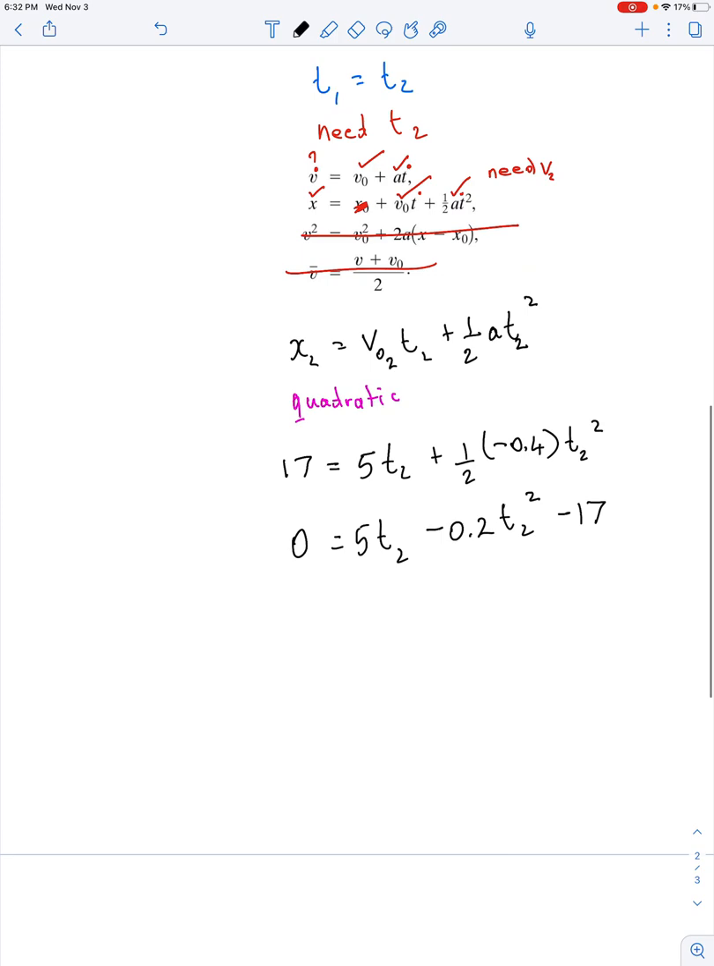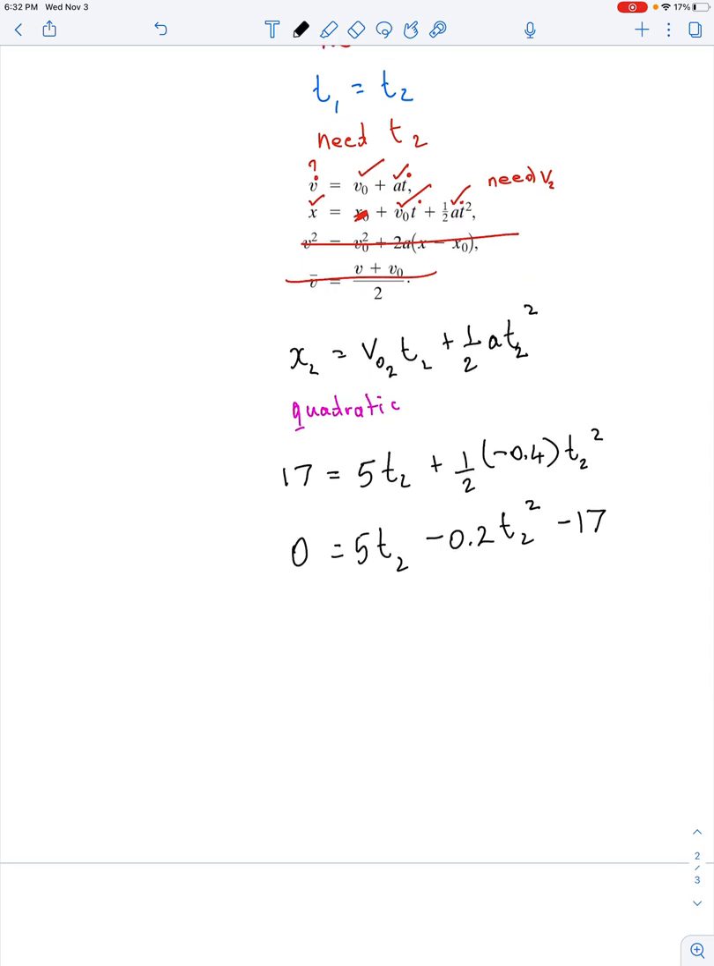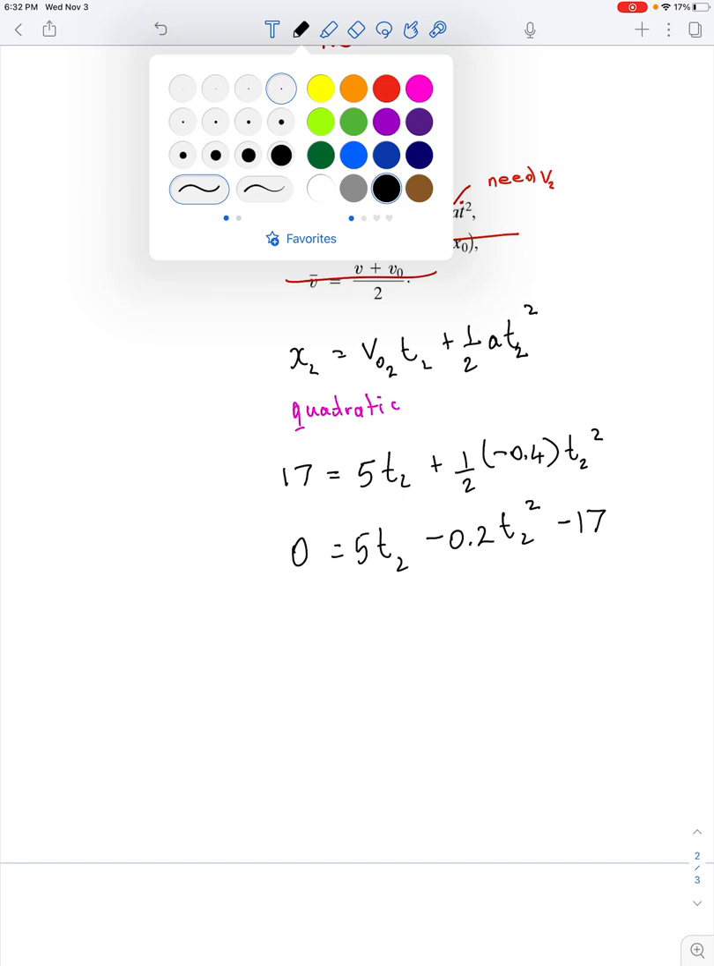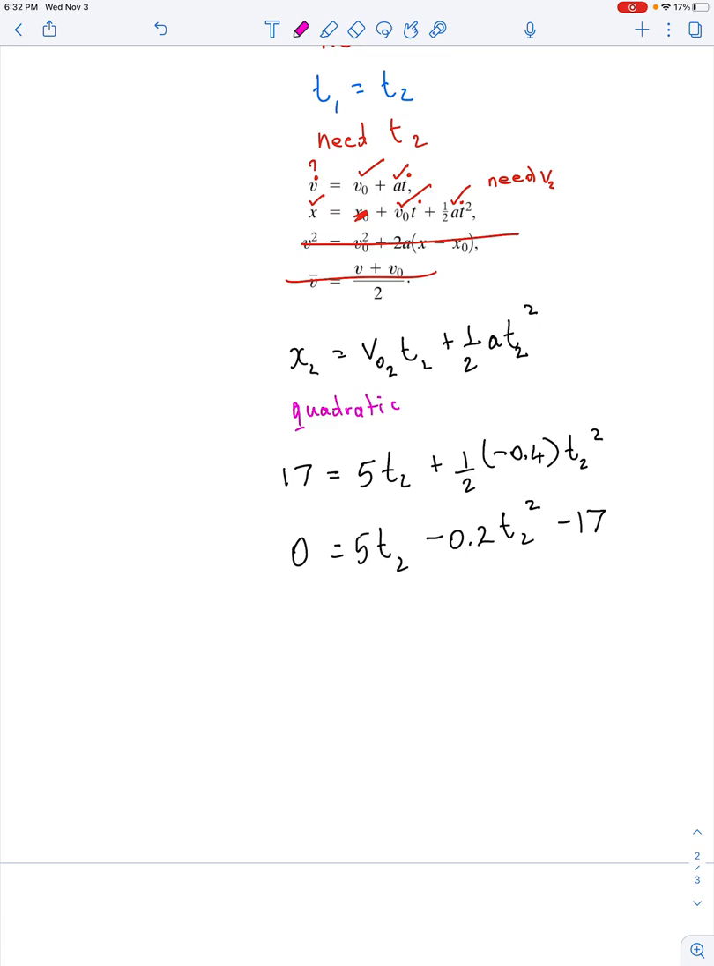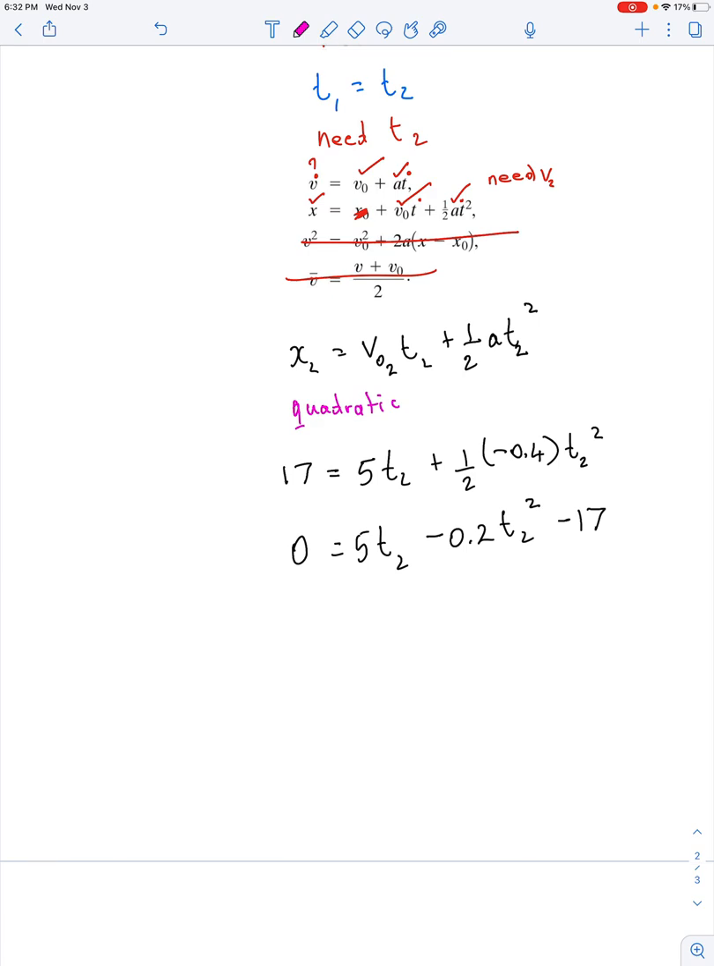Now for quadratic equations, if you don't remember, it would be minus b plus or minus the square root of b squared minus 4ac, all over 2a. What you should know is what is your a, what is your b, what is your c. Your a is the stuff that is attached to your squared term. Your b is the stuff that is attached to your single term. And your c is the stuff that is attached to nothing, which is just your constant.